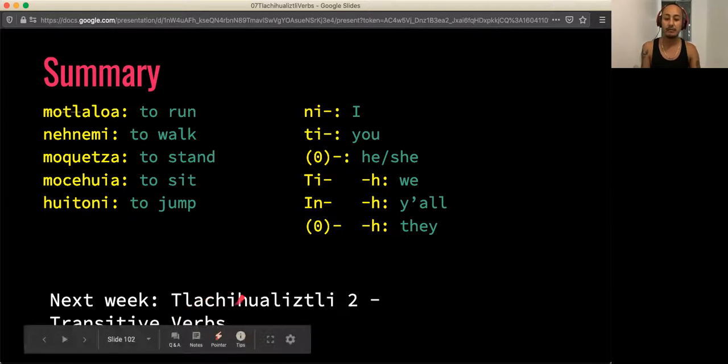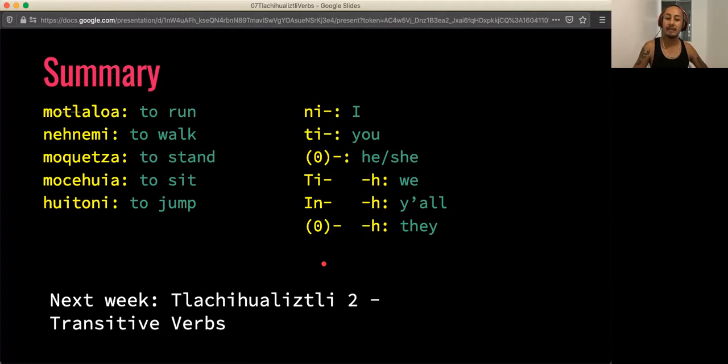Okay, so next week we're gonna finally cover transitive verbs, which is a big part of Nahuatl. And then the week after that I'm gonna do a whole class on only how to use the 3 different types of dictionaries that you could use, the ones that I recommend that are the most effective and that are Huasteca Nahuatl dictionaries.